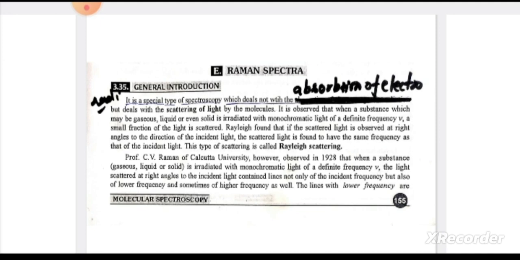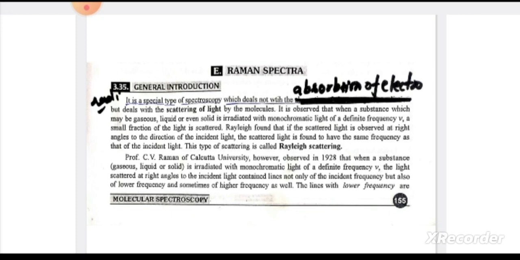It is observed that when a substance, which may be gaseous, liquid, or even solid, is irradiated with monochromatic light of a definite frequency mu, a small fraction of the light is scattered. Rayleigh found that if the scattered light is observed at right angles to the direction of the incident light, the scattered light has the same frequency as that of the incident light. This type of scattering is called Rayleigh scattering.